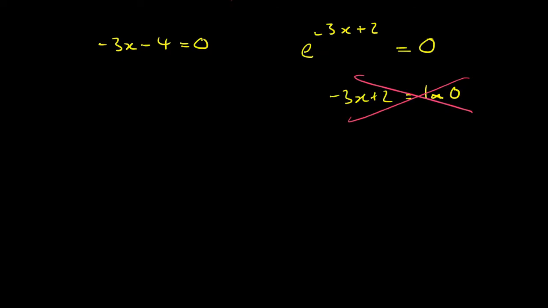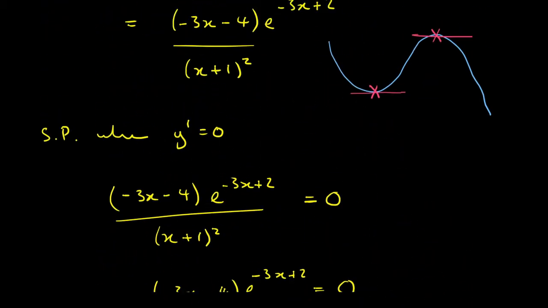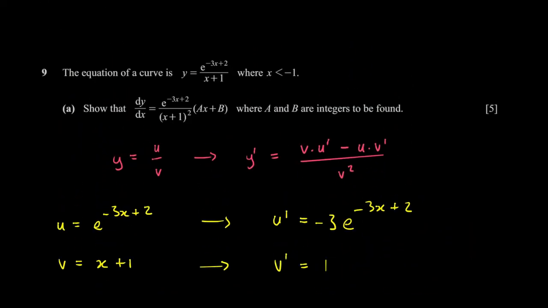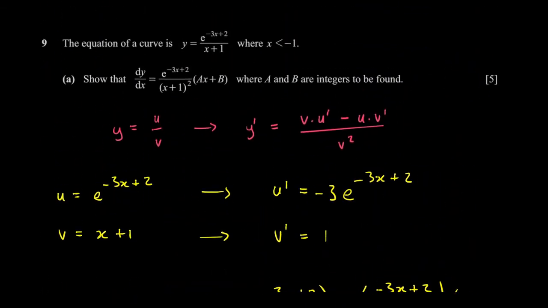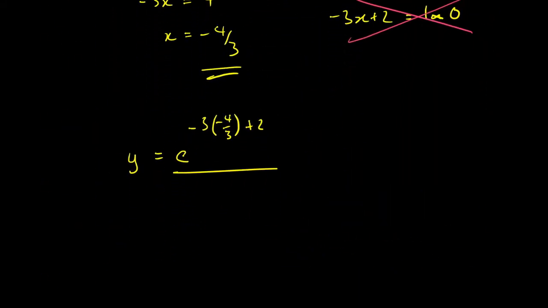So then what we've got is we're going to instead get that negative 3x is equal to 4, which means that x is equal to negative 4 upon 3. So that's going to be the only x coordinate of our stationary point. So we're going to want to get the y coordinate too. And the y coordinate, I've got to substitute it into this thing here. So y is equal to e to the (negative 3 times negative 4 upon 3 plus 2) over, what was it, x plus 1? x plus 1, so negative 4 upon 3 plus 1.